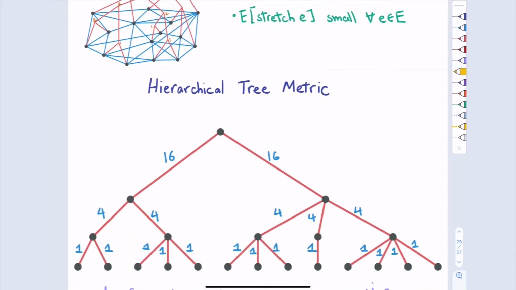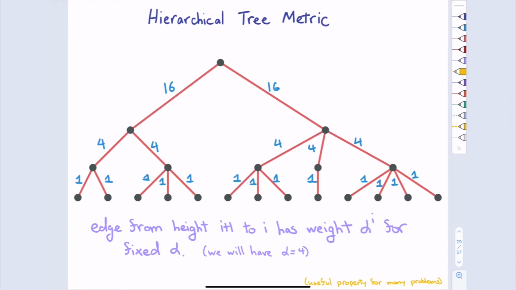It'll also have another property. It'll be what's called a hierarchical tree metric. So for us, all the vertices are going to be at the leaves. The vertices from the original graph are going to be at the leaves, and then the above nodes are nodes we introduce when we build our tree. And it's going to have this nice structure where the edge lengths are going up geometrically. And just based on the height of the edge, if you're going from level 1 to level 2 or level 2 to level 3, that tells you the length of the edge. So this goes up in factors of 4.